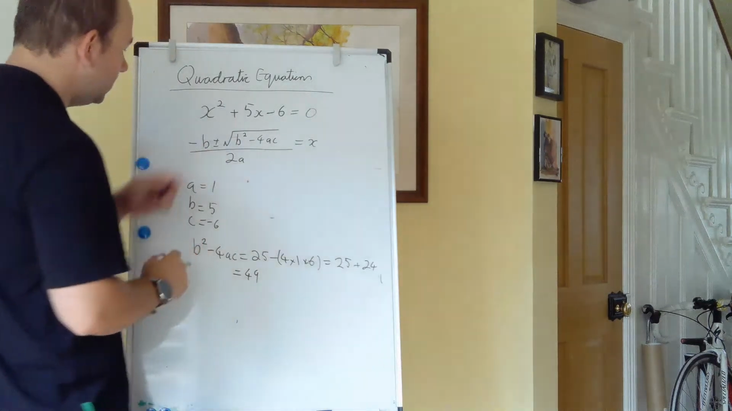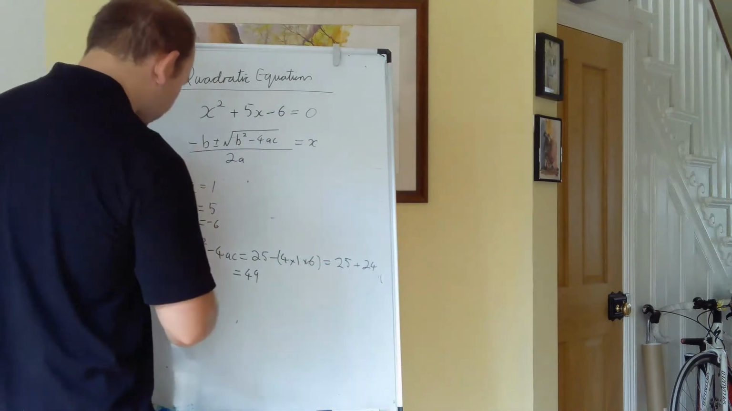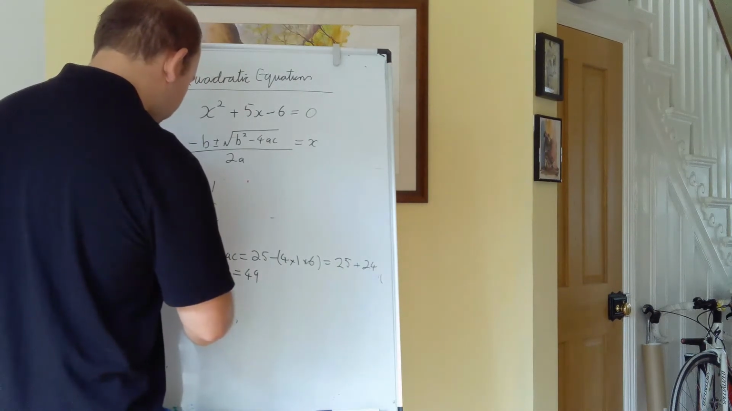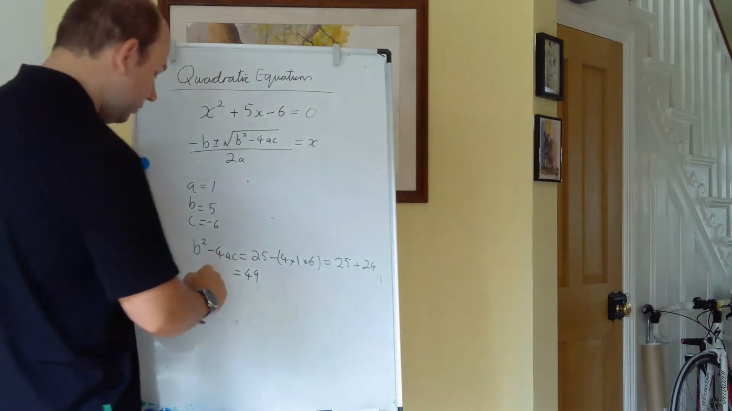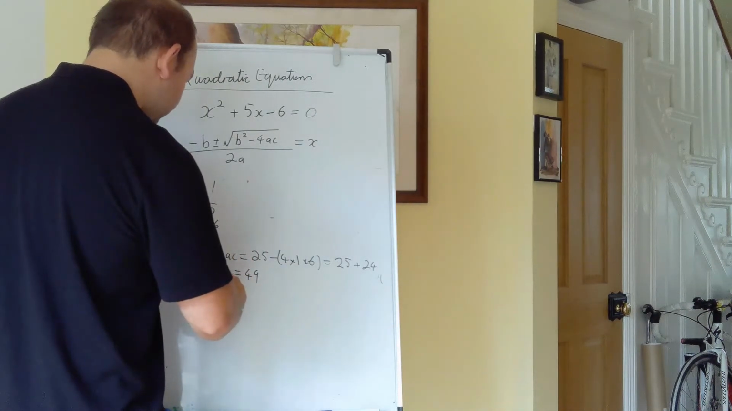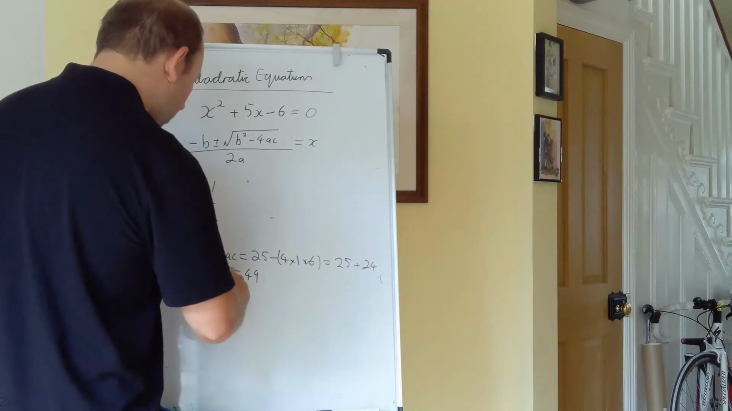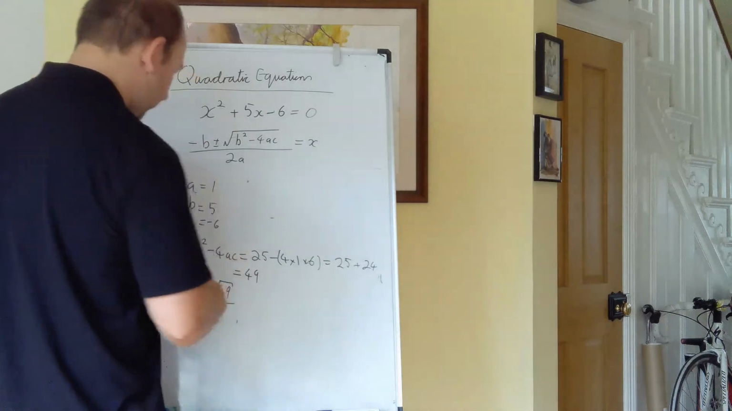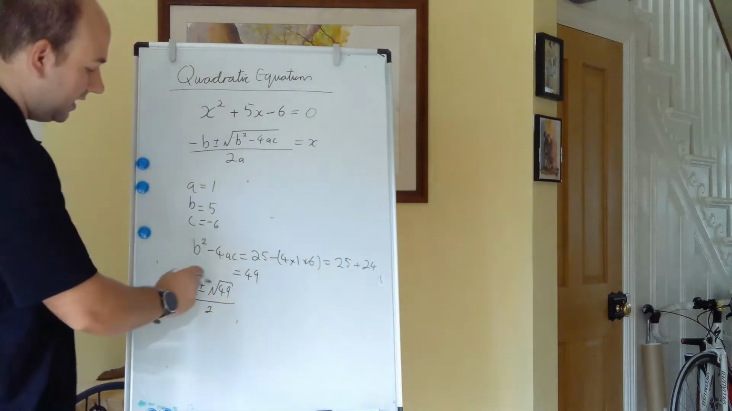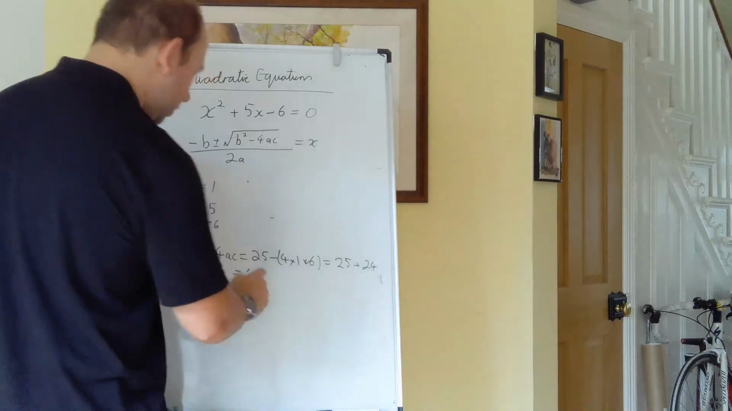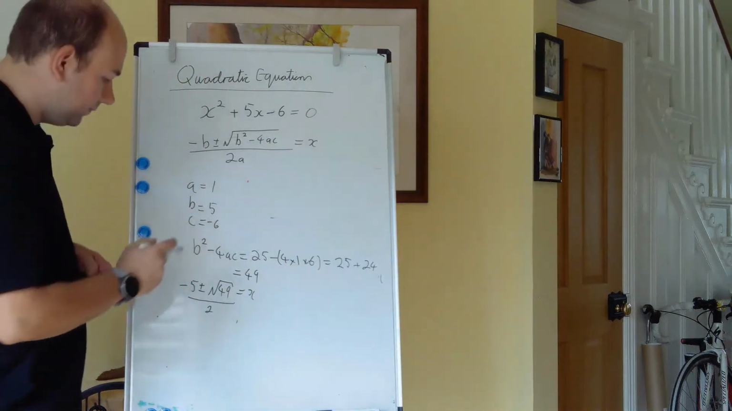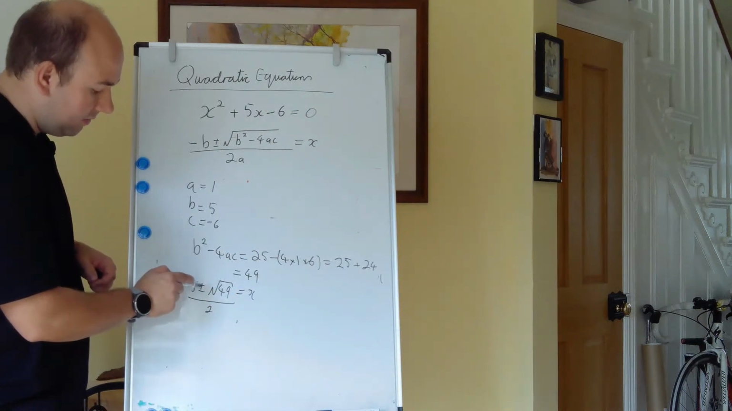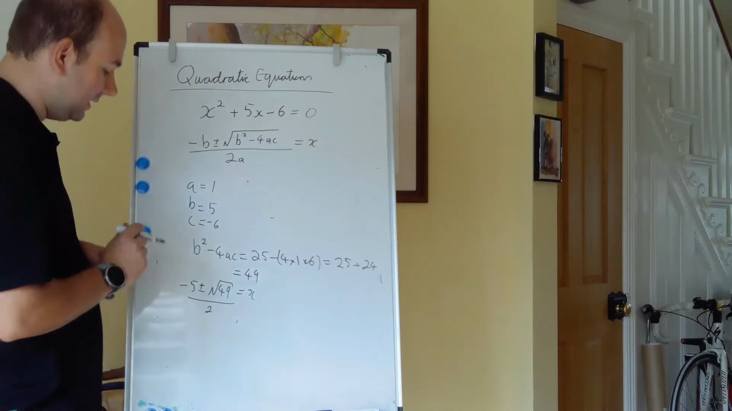We can now plug into the rest. So we're going to start off with minus 5 plus or minus the square root of 49. So this is going to give a nice answer. All over 2 times a, which is 2 times 1, which is 2. And this is all going to be equal to x. So x is going to have two solutions, or two values, one when we do this as a positive, and one when we do this as a negative.